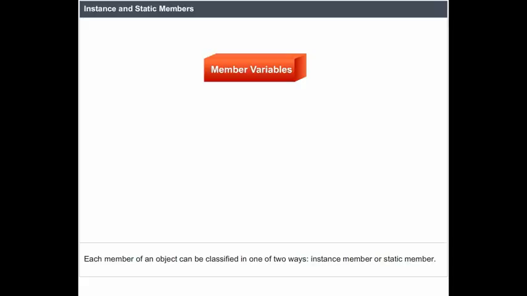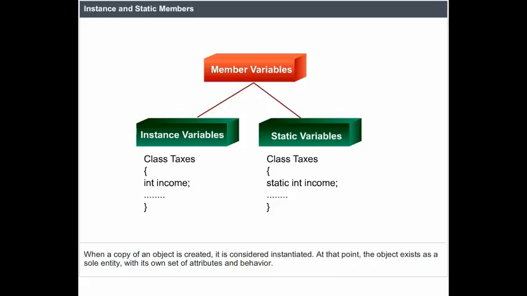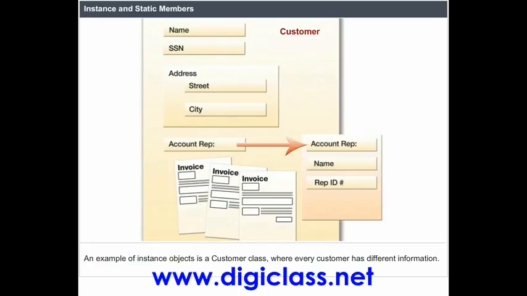Instance and static members. Each member of an object can be classified in one of two ways: instance member or static member. When a copy of an object is created, it is considered instantiated. At that point, the object exists as a sole entity with its own set of attributes and behavior. If a second instance of that object were created, it would normally have a separate set of data from that of the first object instance. In C#, object members belong to the instance unless modified as static. An example of instance objects is a Customer class, where every customer has different information.